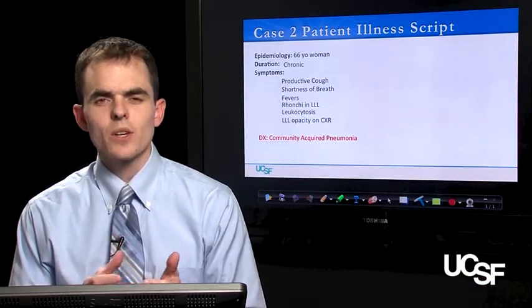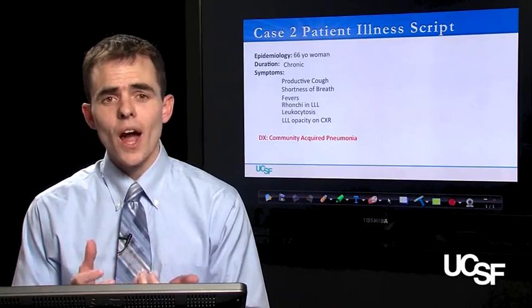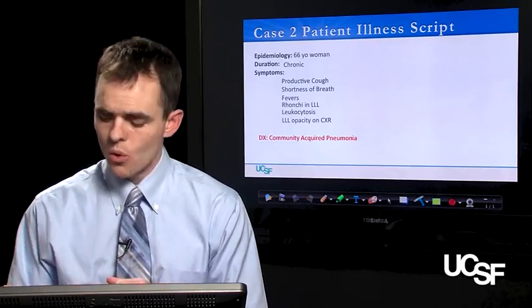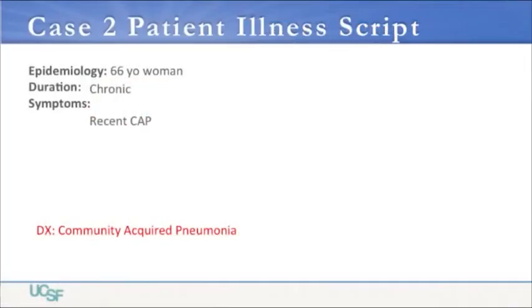Now you start looking through the symptoms the patient had: productive cough, shortness of breath, fevers. It sounded a lot like community-acquired pneumonia. How are you going to represent that on the illness script in the face of this new information? Well, you're going to take all that information and maybe wrap it up into one bundle and call it the patient recently had community-acquired pneumonia.